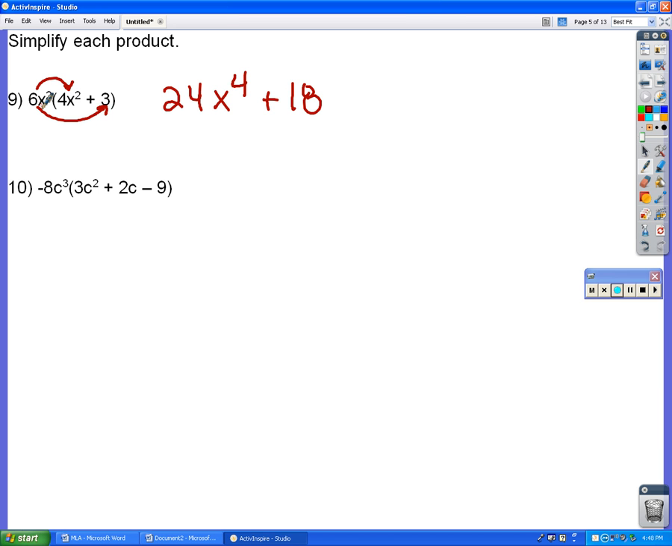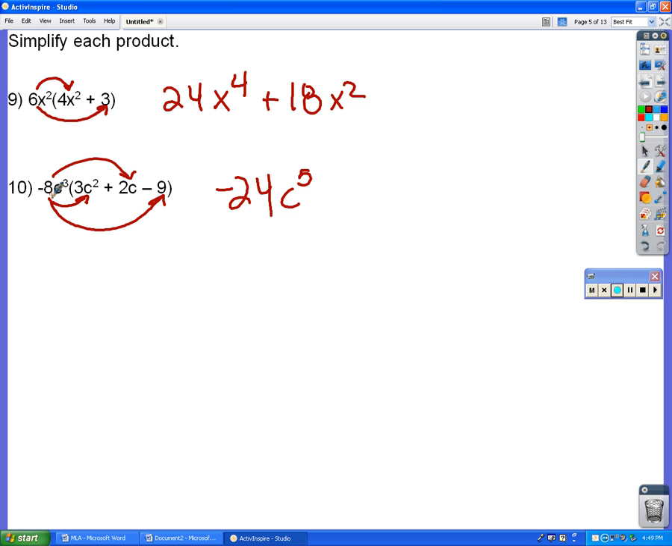And then I have an x squared here and no other x's there, so that's just going to stay with an x squared all by itself. Same thing with this one, but now since there are 3 terms inside this other parentheses, I have to multiply the negative 8c cubed by all 3 of those things. So to start with, negative 8 times 3 makes negative 24. And then c cubed times c squared, again I add the exponent, so that gives me c to the 5th.